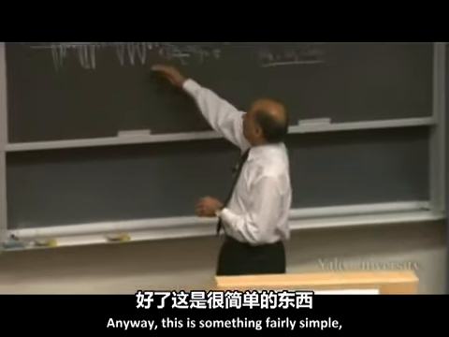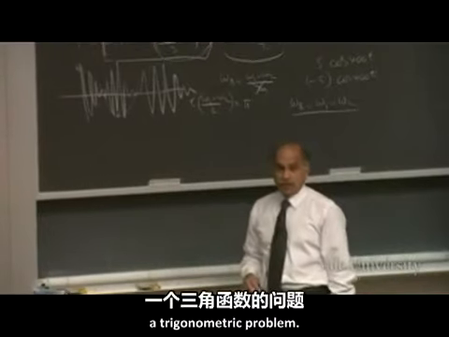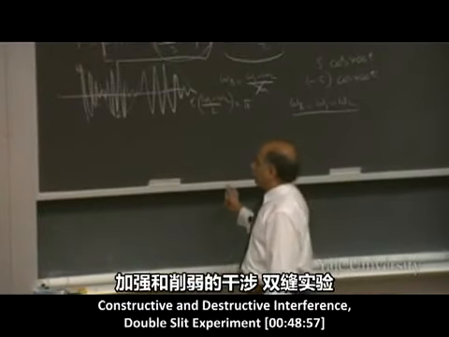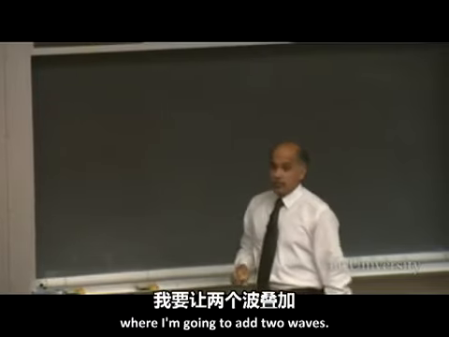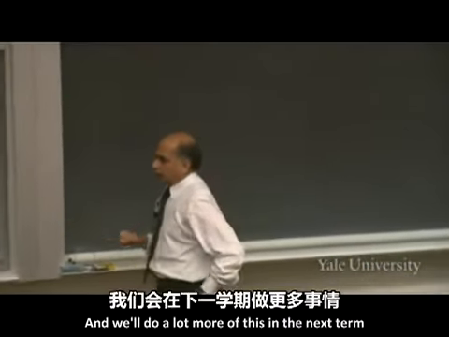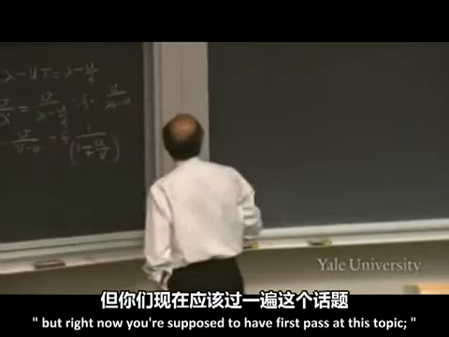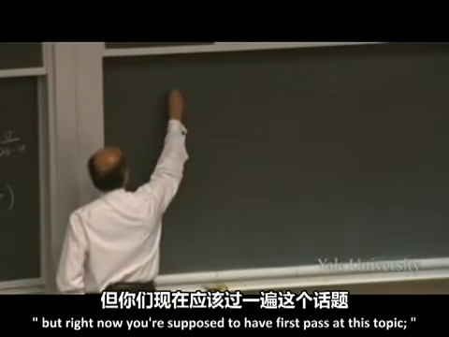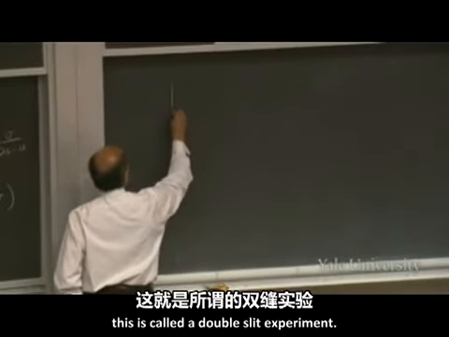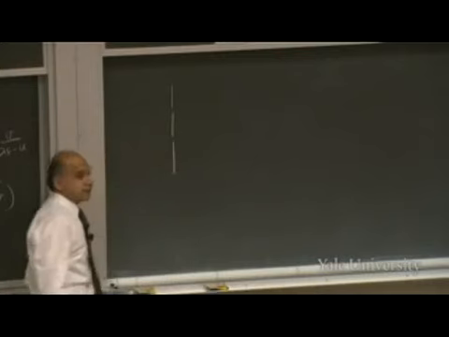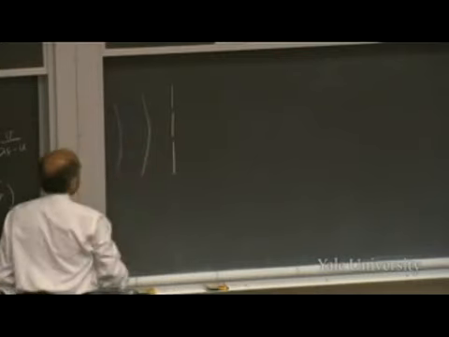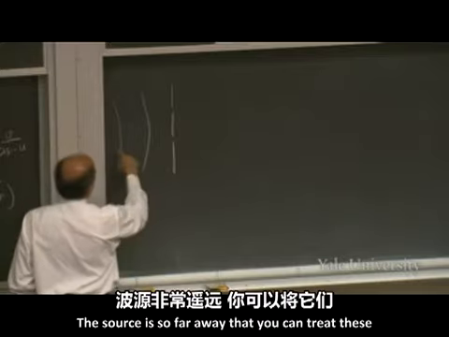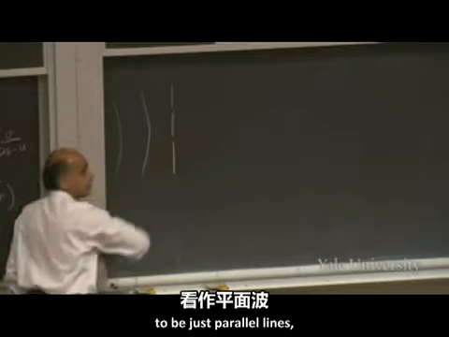Anyway, this is something fairly simple, a trigonometric problem. Now I will do a slightly more complicated problem where I'm going to add 2 waves. And we'll do a lot more of this in the next term. But right now, you're supposed to have a first pass at this topic. This is called the double slit experiment. You have a source of waves here. The source is so far away that you can treat these to be just parallel lines.